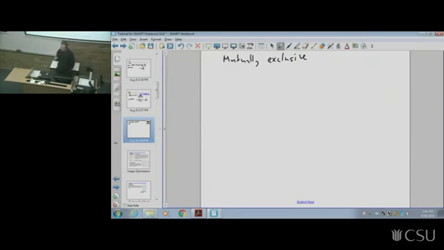So what does mutually exclusive mean? The definition is that the probability of two events happening together is equal to what? 0. That's what mutually exclusive really means. They can't happen at the same time.